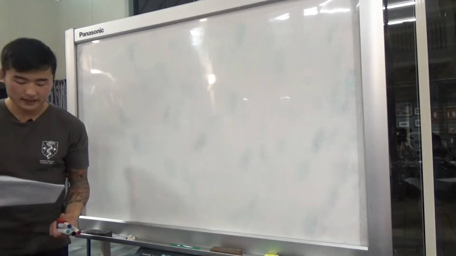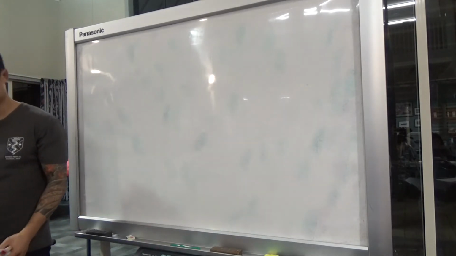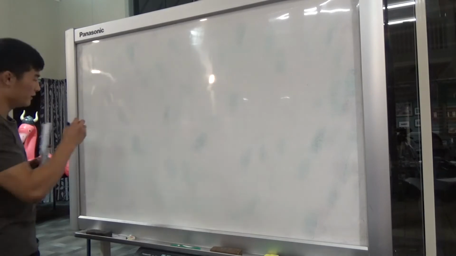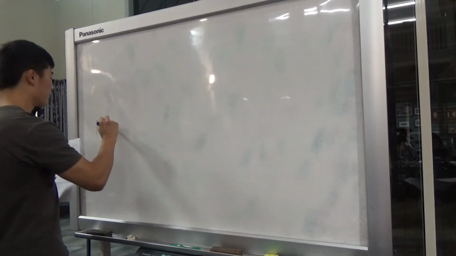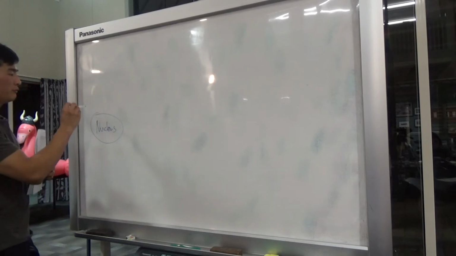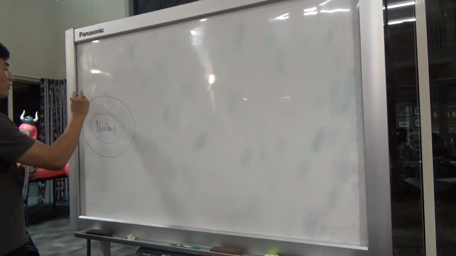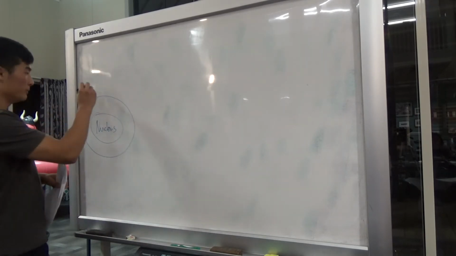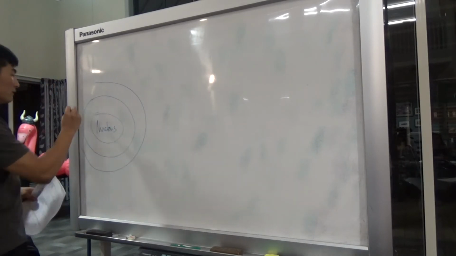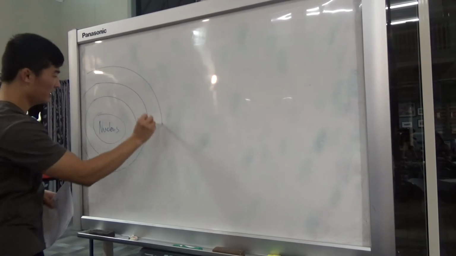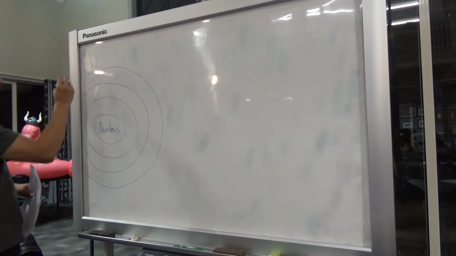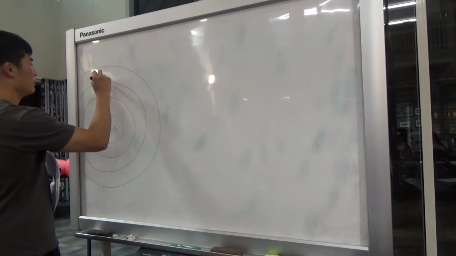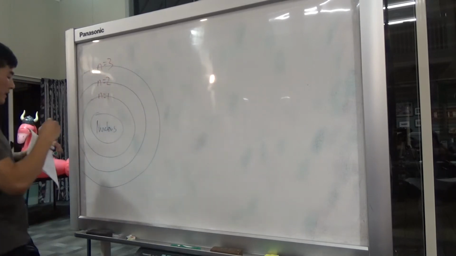Number 6, the single electron in a hydrogen atom is initially in the ground state. Okay, so here's our nucleus, and we have our ground state atomic energy level, or the orbital. We have the second energy level, and we have the third energy level or orbital. So this is n equals 1, n equals 2, n equals 3.